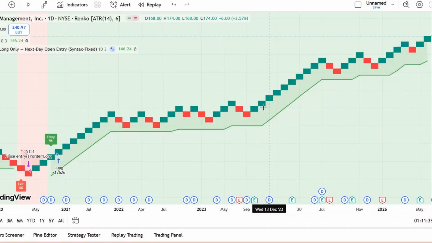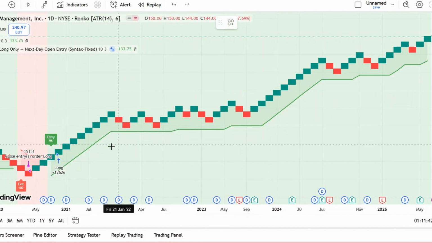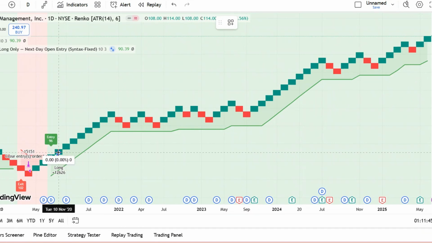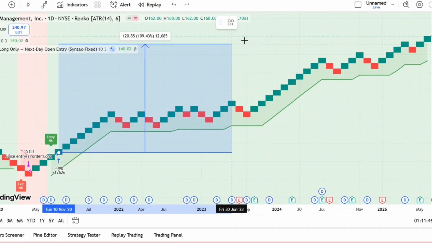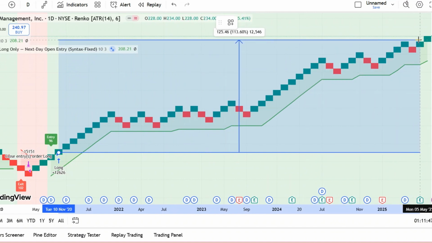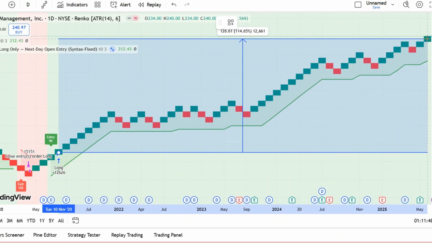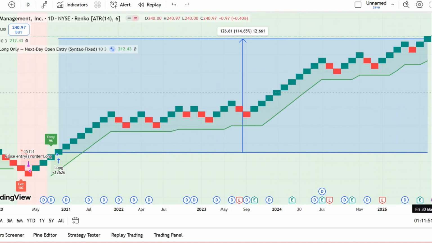Let's look at one more example, Waste Management. This is a textbook example of Supertrend keeping us in a long-term trend with zero signal noise. On September 14, 2020, Supertrend flipped green and it hasn't turned red since. That's over 4 years of staying in trend with a single signal. This is exactly what Renko and Supertrend are built to do: reduce noise, avoid overtrading, and keep us on the right side of the move.